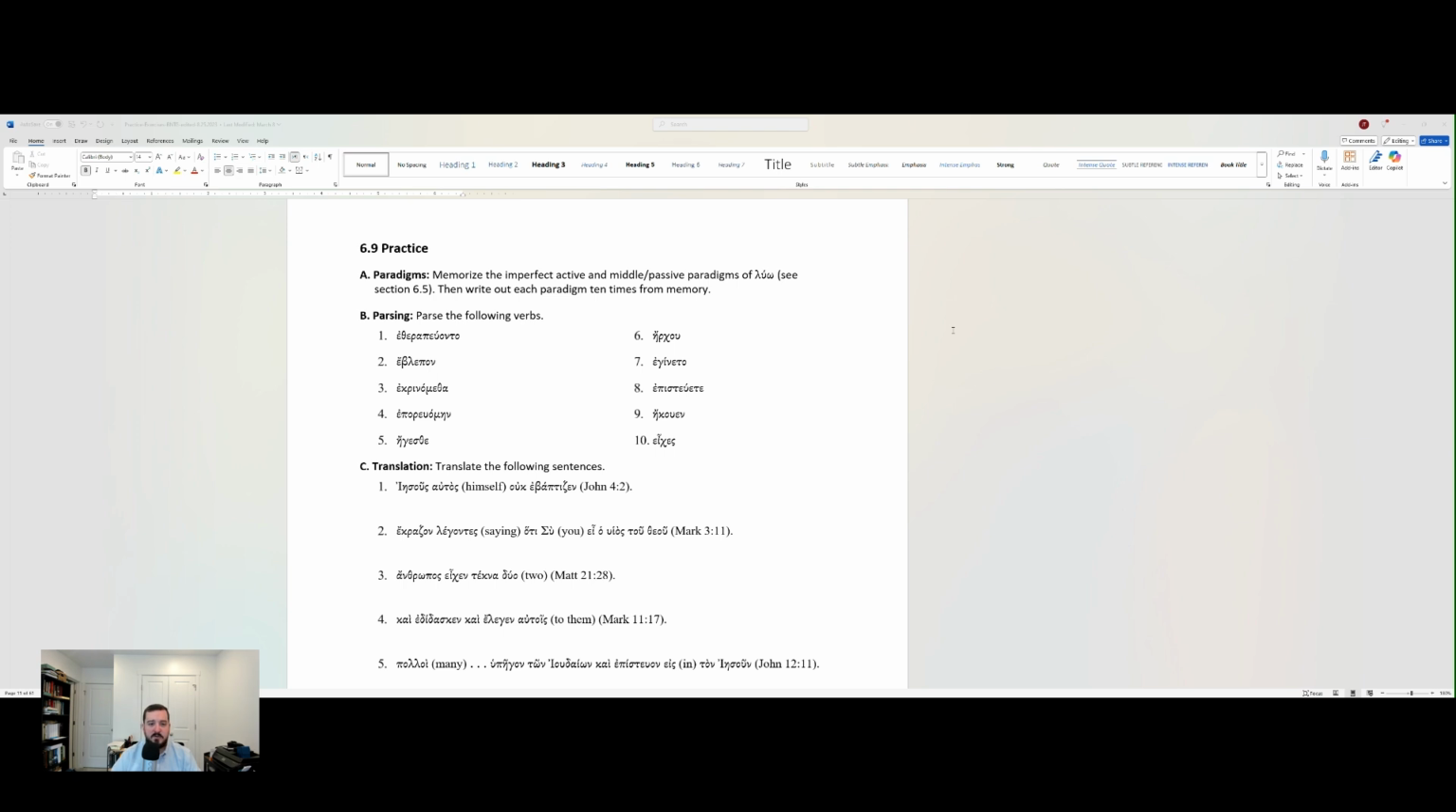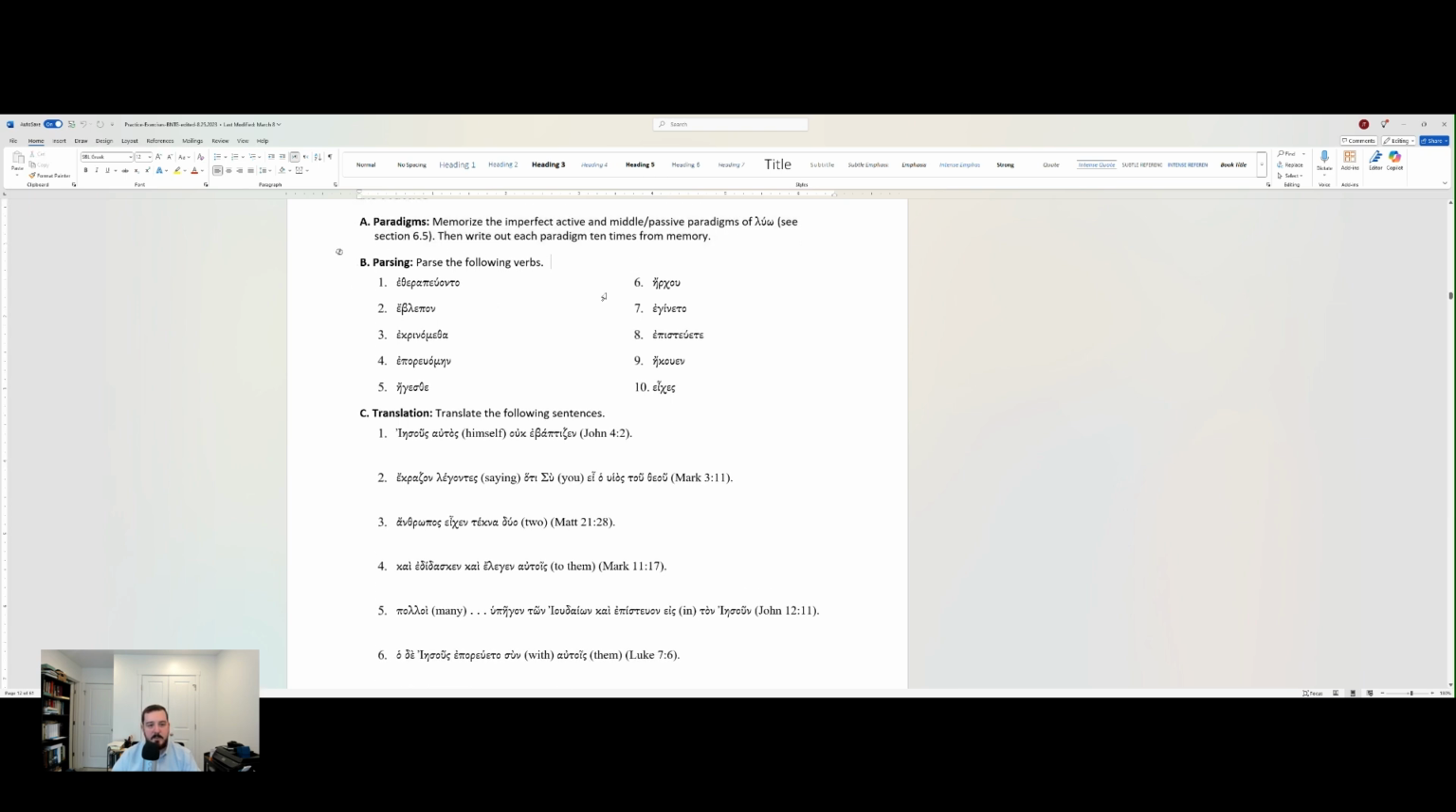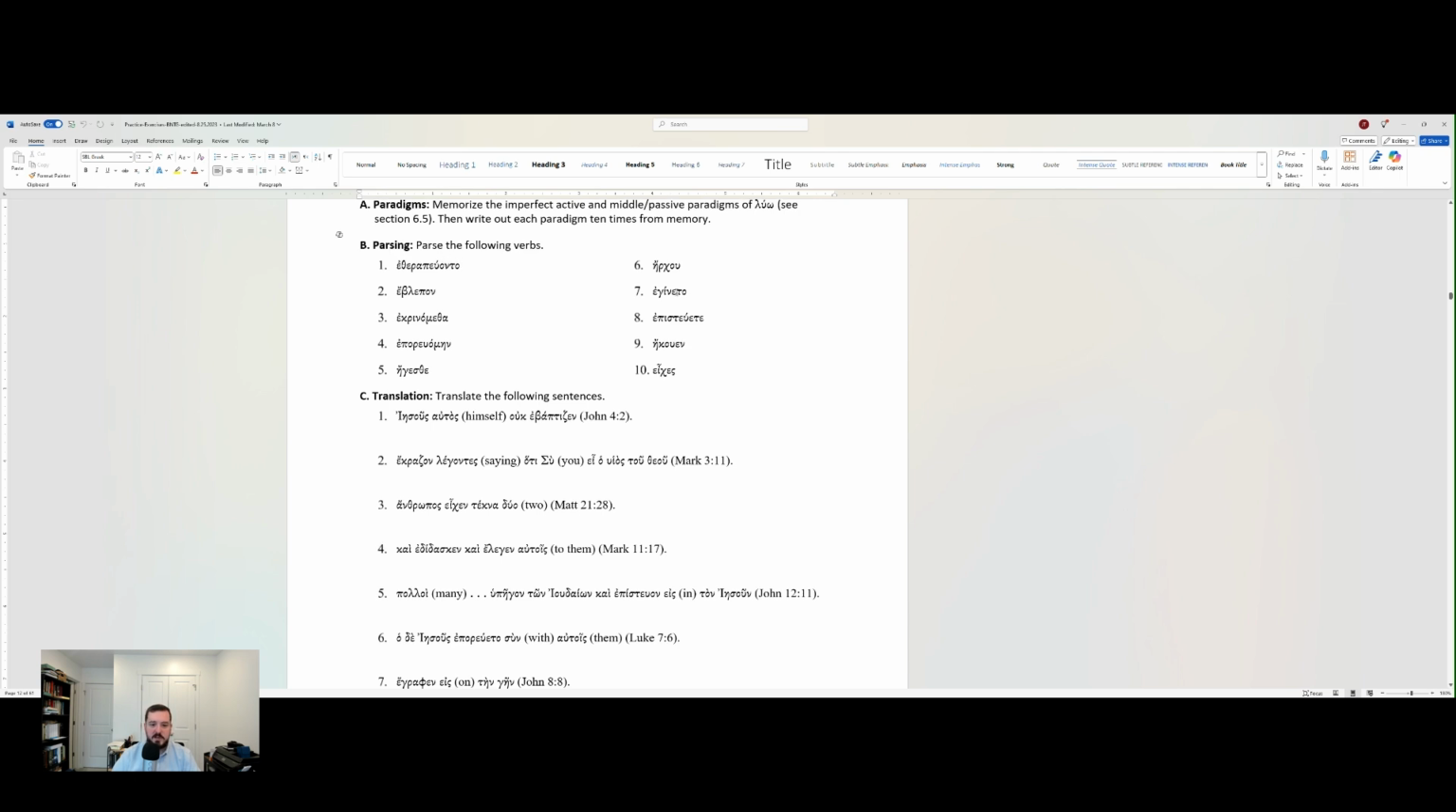So you'll see in the homework, we have our classic section of just memorizing the active and middle passive paradigms of luo in the imperfect, and then writing them out 10 times from memory. I strongly encourage you to do this assignment. It'll really help you out. Let's talk parsing then. In this case, we've got 10 verbs for us to parse.